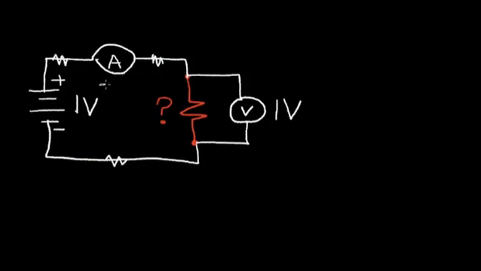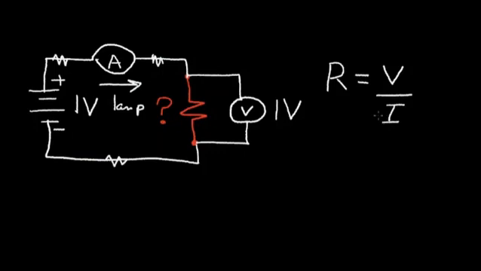And I measure 1 amp. 1 amp of current flow in this resistor. So I can calculate the resistor by a very simple equation. Resistance is equal to the voltage across the resistor divided by the current I going through the resistor. This is called Ohm's law, and we'll talk more about Ohm's law in the future.